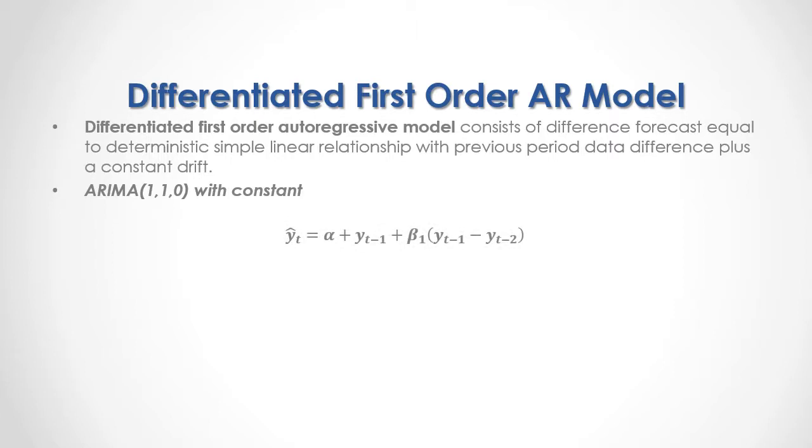As a formula, the current period forecast is equal to a constant drift plus the previous period's data plus an autoregressive coefficient multiplied by the difference between the previous period's and the second previous period's data.